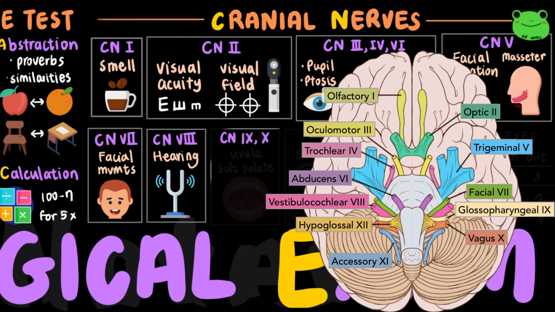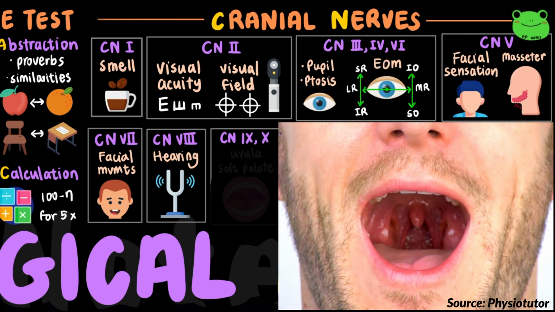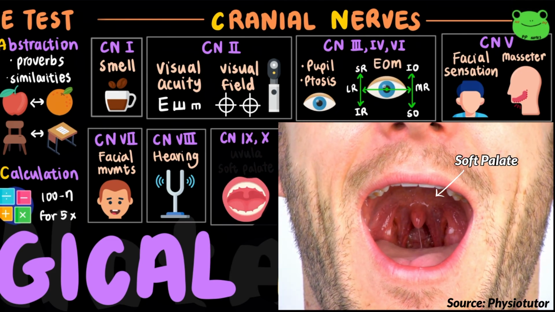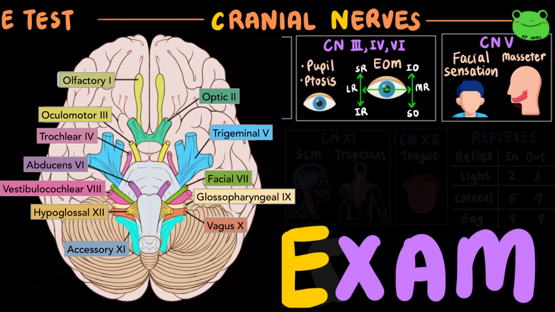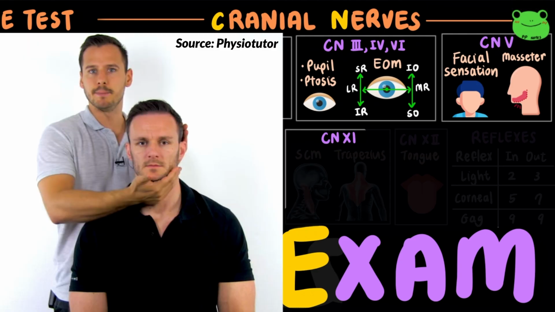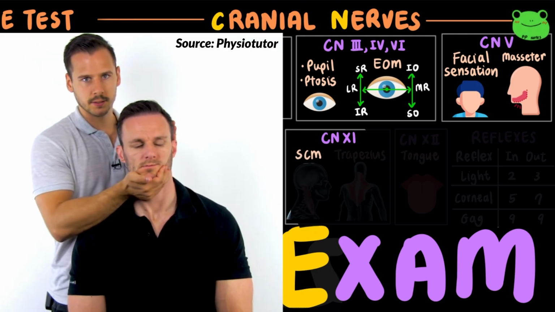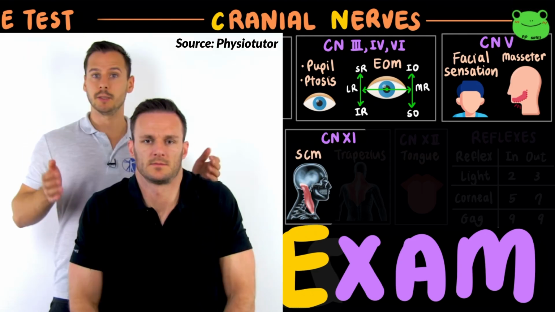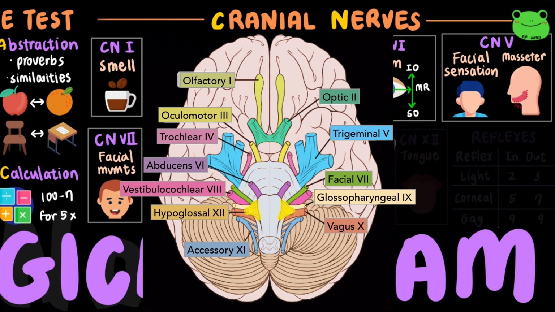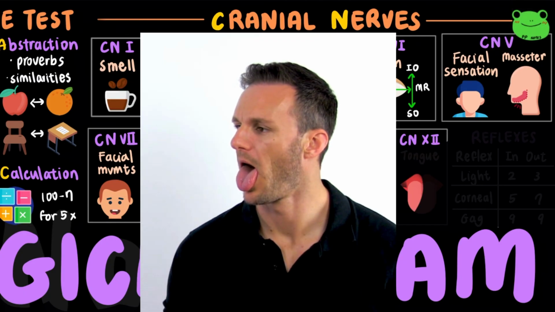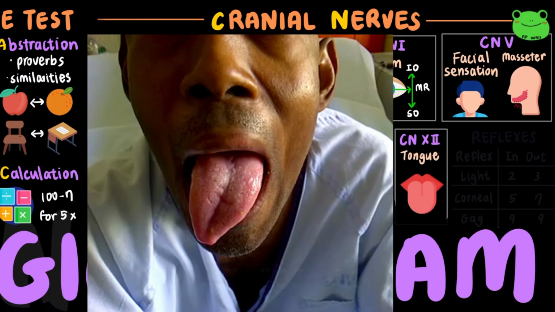For the 9th and 10th cranial nerves, the glossopharyngeal and vagus nerves, ask the patient to open their mouth and say ah. Watch the palate and uvula rise. It should elevate symmetrically. For the 11th cranial nerve or the accessory nerve, check the sternocleidomastoid by asking the patient to turn their head against resistance, and the trapezius by asking them to shrug their shoulders while you press down. For the 12th cranial nerve or the hypoglossal nerve, ask the patient to stick out their tongue. It should protrude in the midline. Deviation to one side suggests weakness on that side.